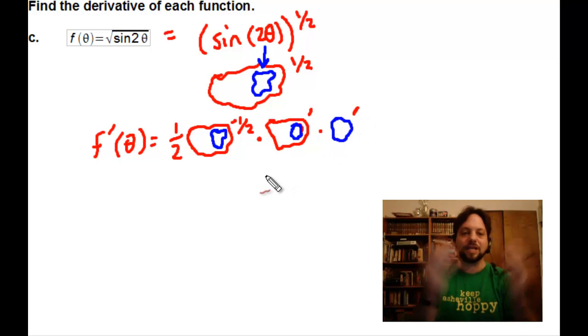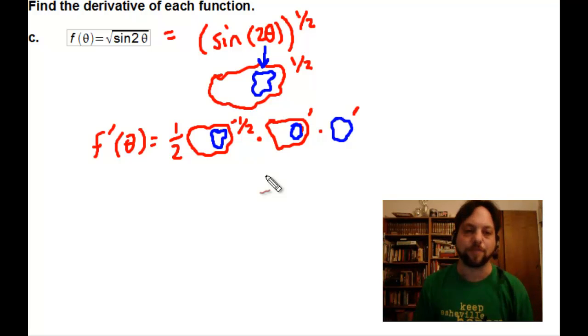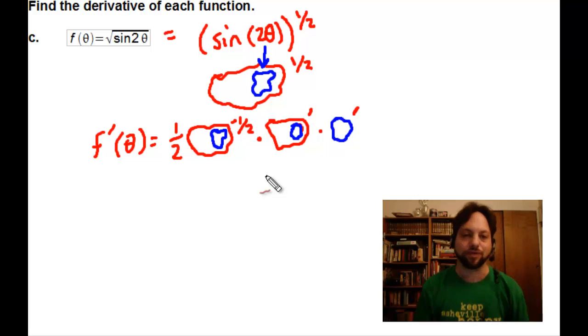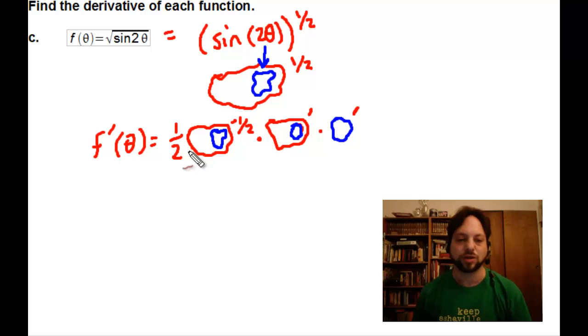So we're basically peeling the onion back. We have to the 1/2 power. That's the outermost function. Then we have a sine. That's kind of the middle function. And then we have that 2 theta. That's the inner function. So that's where each of these pieces is going to come from. Let's see if it really makes it that difficult.